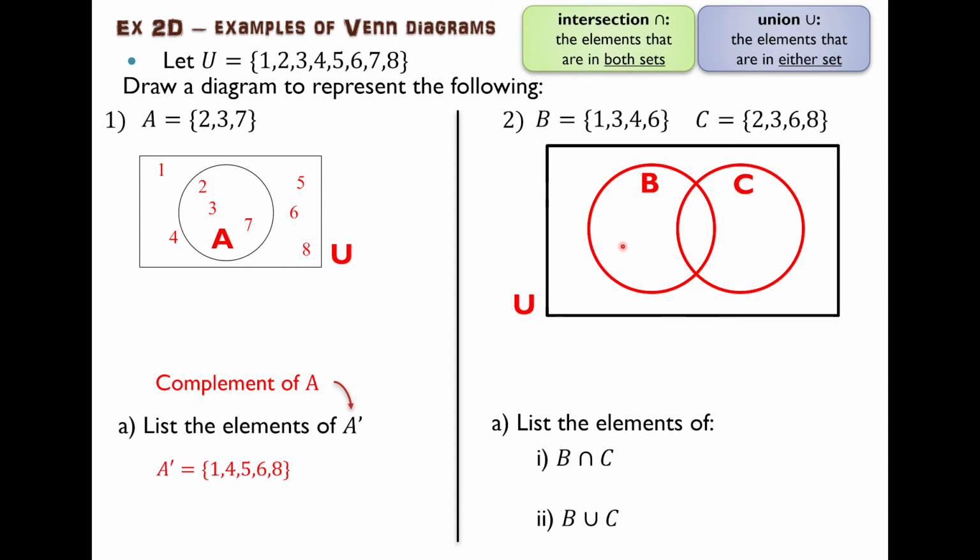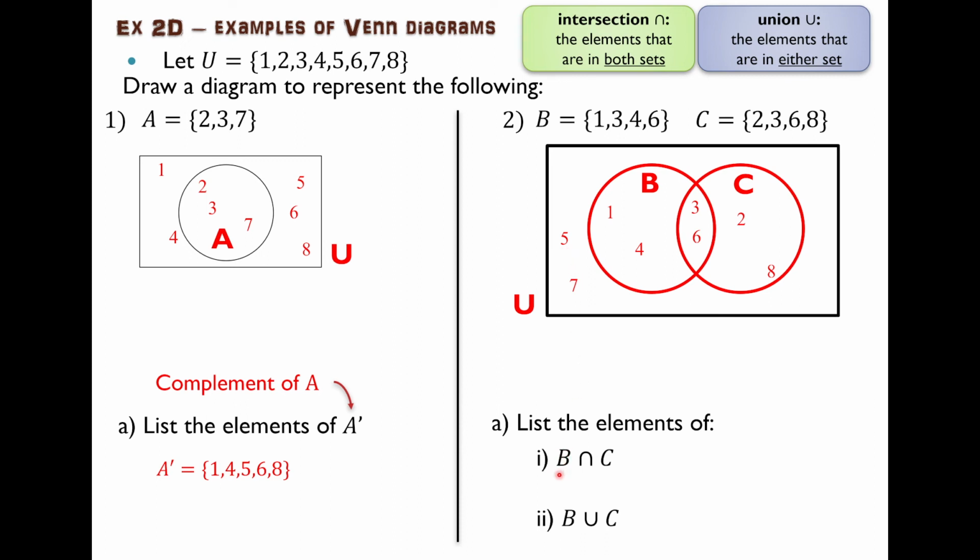To see how this works, let's go through these elements one by one. 1. Is 1 in B and is 1 in C? 1 is in B, but not C. So it's in the B circle, but not in the C circle. 2 is in the C circle, but not the B circle. So that can go here. 3, is 3 in the B circle? Is it in the C circle? Yes, it's in both circles, so it will go in the middle. 4 is only in the B circle. 5 is in neither circle, so it will go on the outside, and so on.